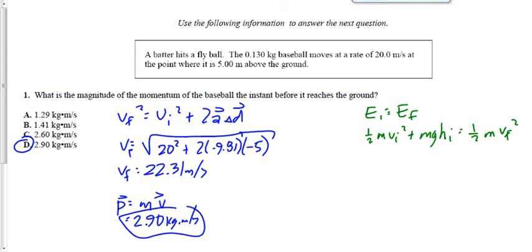Let me show you something, though. Let me rearrange this. Let me take this over to the left side, take this stuff over to the right side. I got 1 half mvf squared equals 1 half mvi squared plus mgh. With me so far?